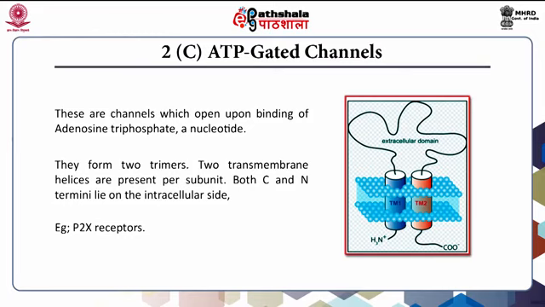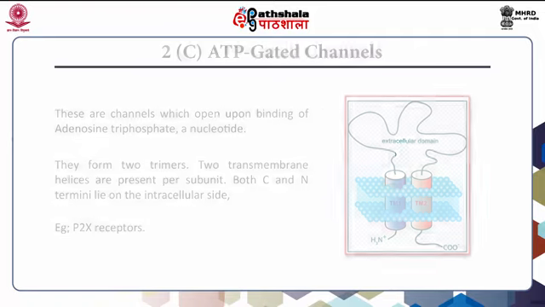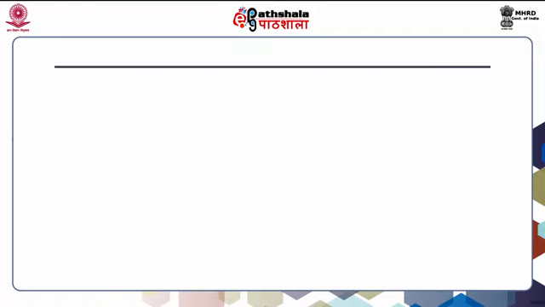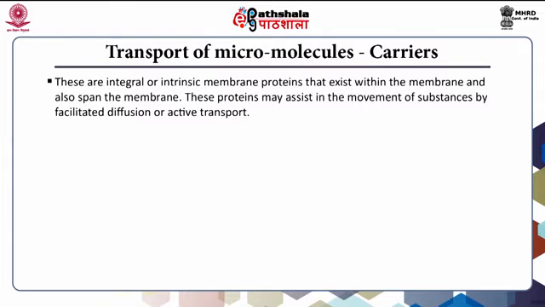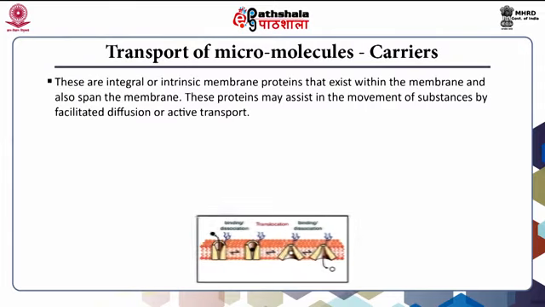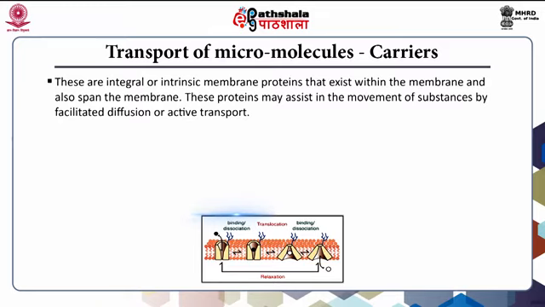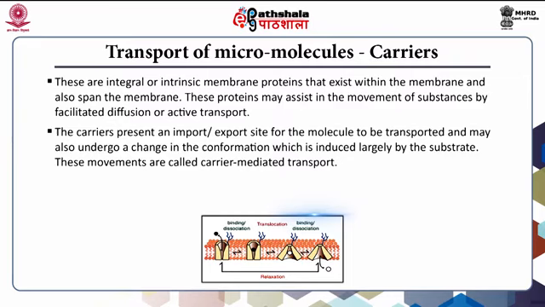We discussed the subclasses of channels till now. Let's see what the different types of carriers present in the cell are. These are integral membrane proteins that mediate the movement of substances by facilitated diffusion or active transport. The carriers present an import or export site for the molecule to be transported and may also undergo a change in conformation which is induced largely by the substrate. These movements are hence called carrier-mediated transport.